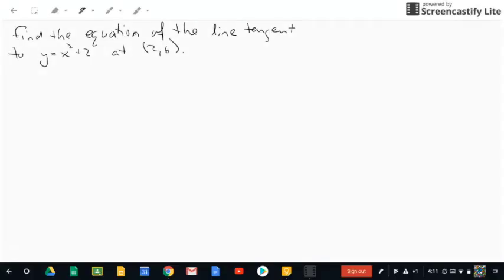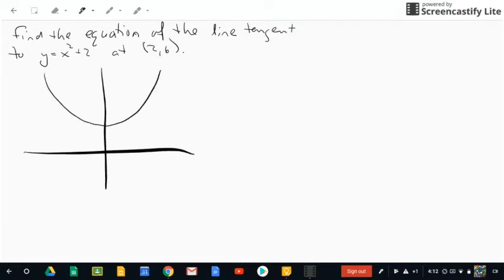Okay, everybody, so now we're going to answer the question here. We're going to find the equation of the tangent line to the graph y equals x squared plus 2 at the point (2, 6). Okay, so let's take a quick look at what this is going to look like first of all. So here's our coordinate plane, and then here's our parabola. I'm not very good at drawing this, but you get the sense of it. And here's its vertex there, the point (0, 2).